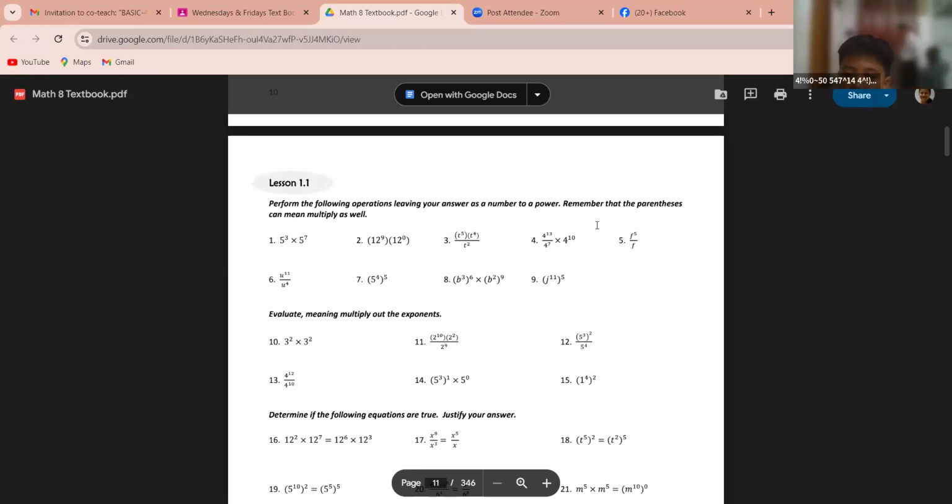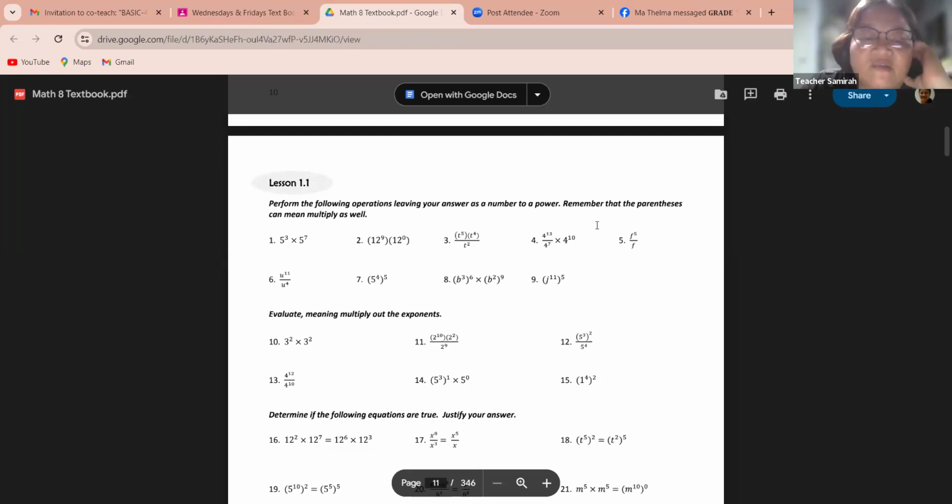So what is your answer for number 12? 25. Very good. 5 raised to the power of 6 divided by 5 raised to the power of 4 will become 5 raised to the power of 2. 5 times 5 is 25. Very good. How about number 15?